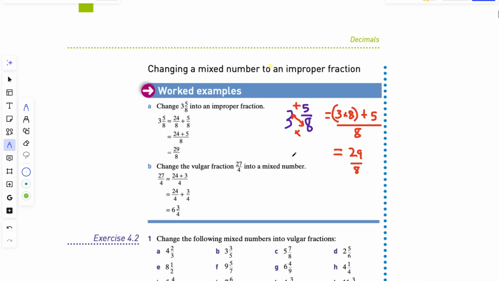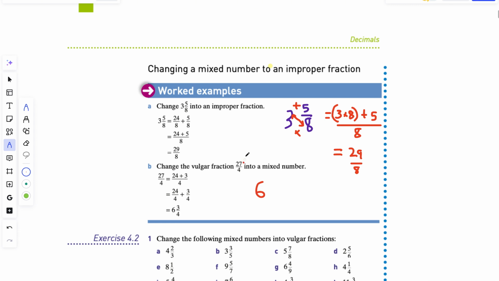Now, what about the other way? Changing the vulgar fraction, which means the improper fraction, to a mixed number. The reverse case. To change this one back to a mixed number, what do we do? We say how many times 4 can go into 27? 4 times 7 is 28, so it's not up to 7 times. 4 times 6 is 24. So we say 6. It can go there 6 times with some remainder.